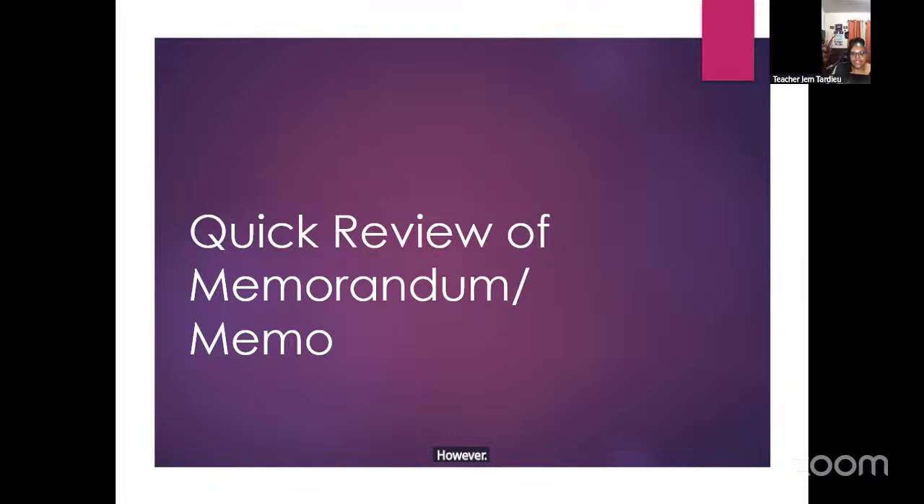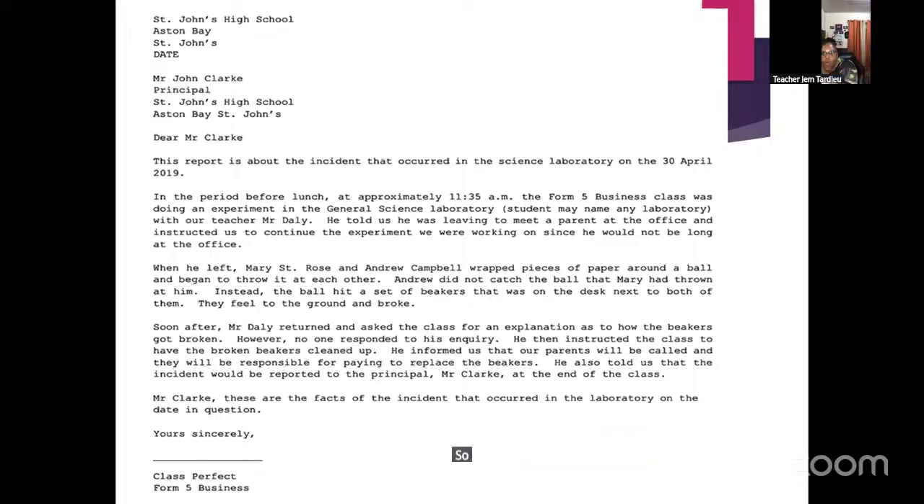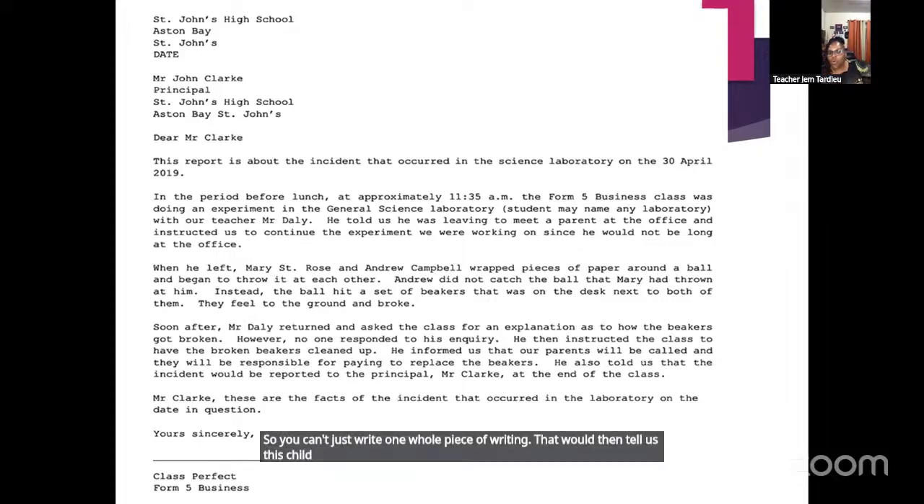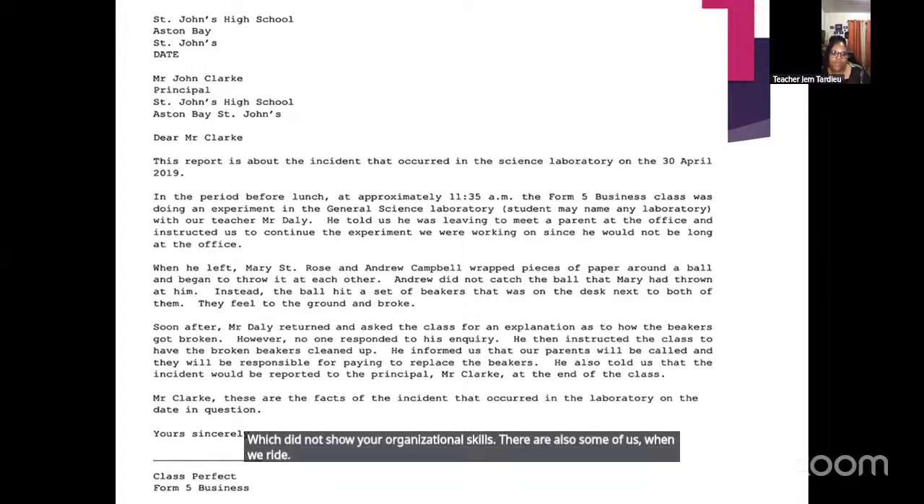However, be mindful that in writing, we want to see that you're taking the information and putting it in an organizational structure. So you can't just write one whole piece of writing. That would tell us this child put all this information in one whole paragraph, which did not show your organizational skills.